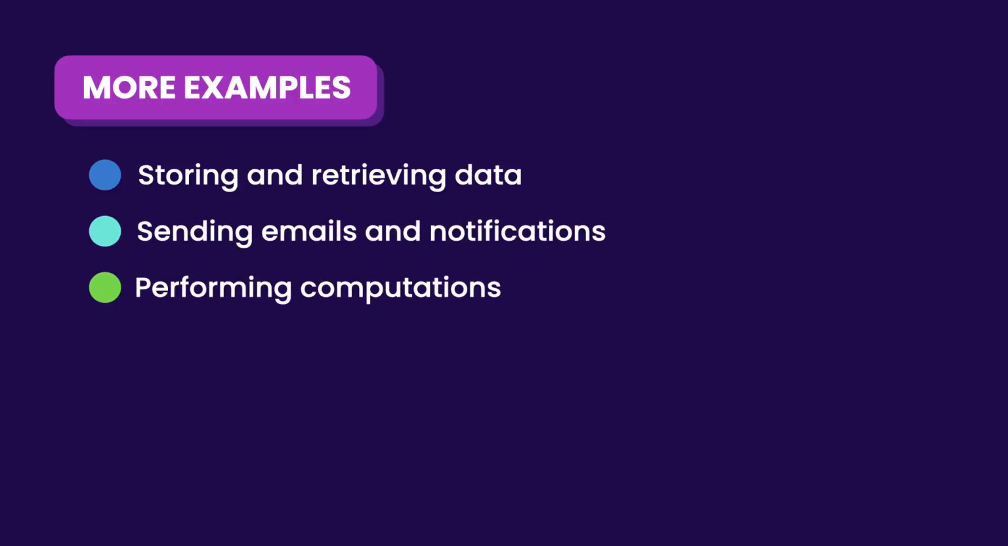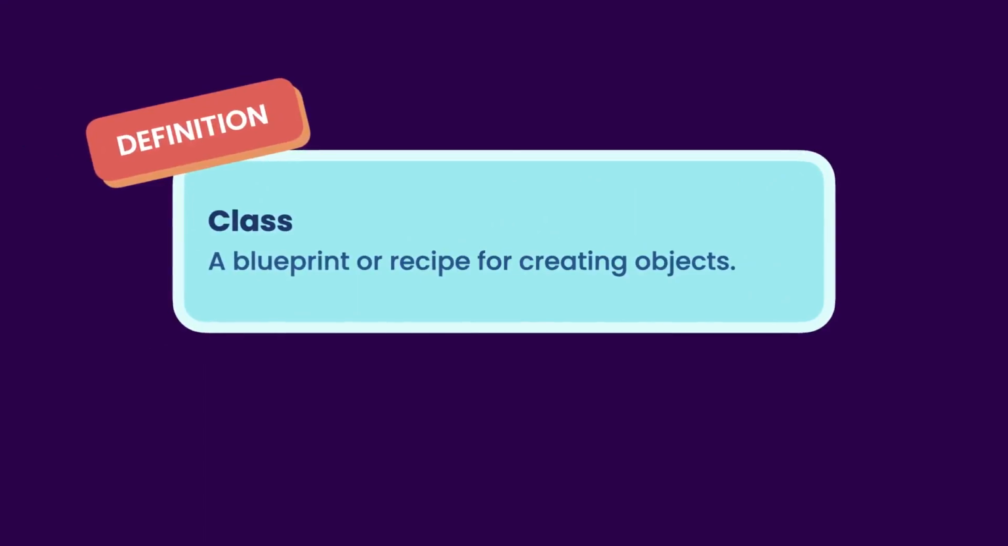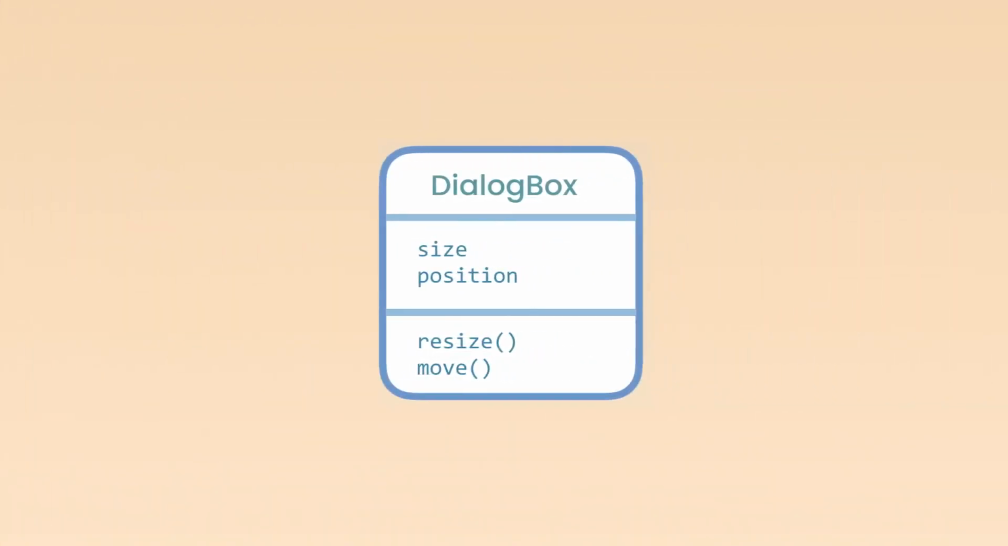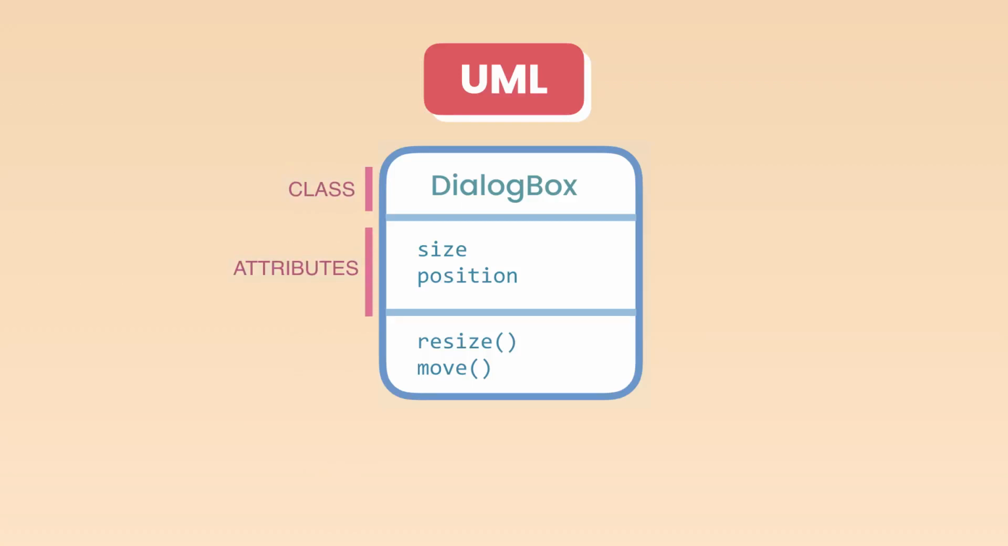Now, to create an object, we need a class. A class is a blueprint or a recipe for creating objects. So just like we can use a recipe to bake many cakes of the same kind, we can use a class to create many objects of the same type. Now, we can represent a class using a visual language called UML, which is short for Unified Modeling Language. In UML, we represent a class using a box with three sections. On the top, we have the class name. In the middle section, we list the attributes or variables that hold data. And in the bottom section, we list the functions. These variables and functions are called the members of a class.